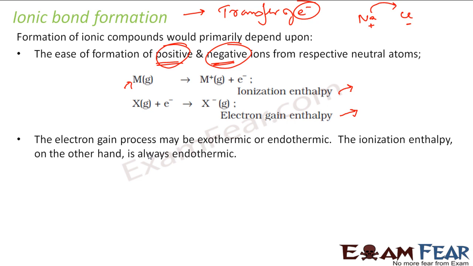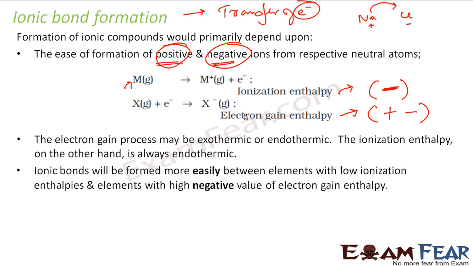In this case, the electron gain process may be exothermic or endothermic, so it may give energy or take energy. But the ionization enthalpy always needs energy. To pluck out an electron, you always need energy. But to add an electron, sometimes the atom gives energy because it attains stability, or sometimes you have to provide extra energy to make sure that the atom takes the extra electron.